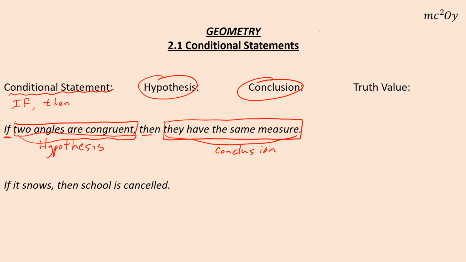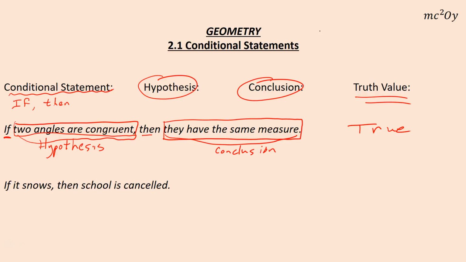So in order for us to be able to function, we have to have a true hypothesis here. So the two angles are congruent. That's something that can happen. Therefore, we can go to the conclusion and say, well, we can make a statement about those angles. In this case, they have the same measure. Okay, and two angles being congruent, meaning they have the same measure, the truth value to that is actually, this is a true statement. Okay, when two angles are congruent, they have the same measure.